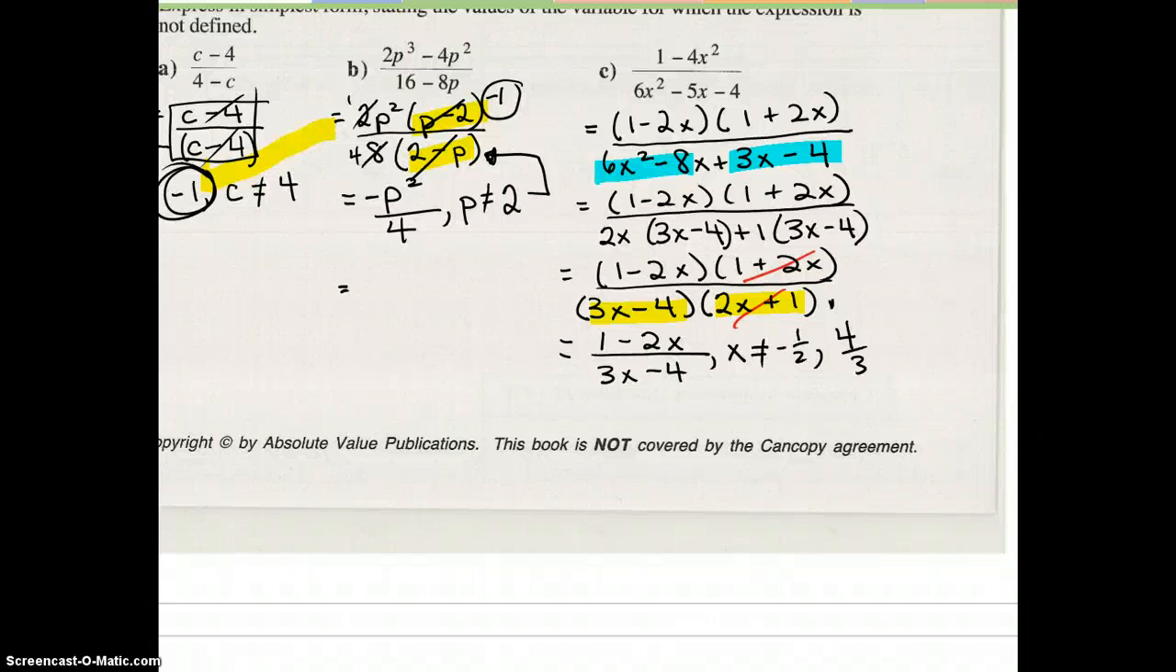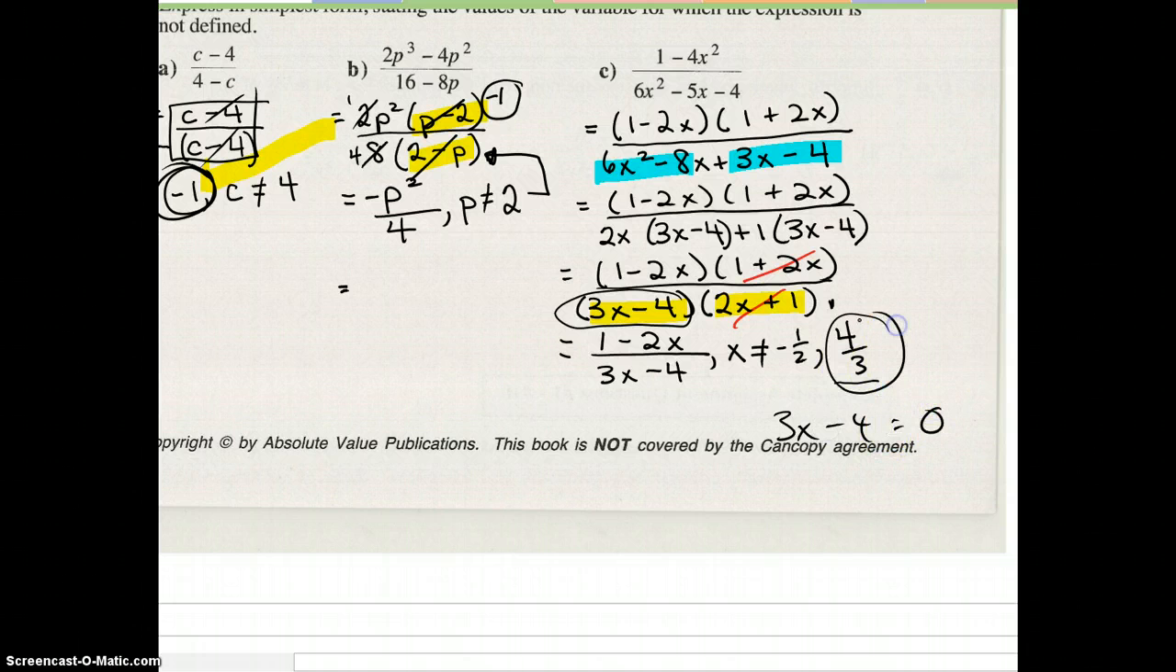Well, unfortunately, I wasn't able to finish that question on the other video, but let me just tell you that the other non-permissible is 4/3, and of course that comes from 3x minus 4, and we set that equal to 0, and we end up with 4/3. So there's the end of that page.